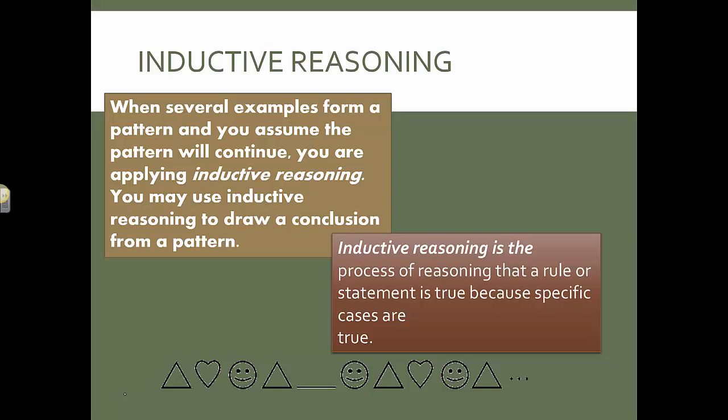So when you look at several examples that form a pattern, and you assume that that pattern will continue, and you make a rule based on that, you're applying what we call inductive reasoning. You may use inductive reasoning to draw a conclusion based on a pattern, and that's all it is. It's a process of reasoning that some sort of rule is true because it's true for specific cases.